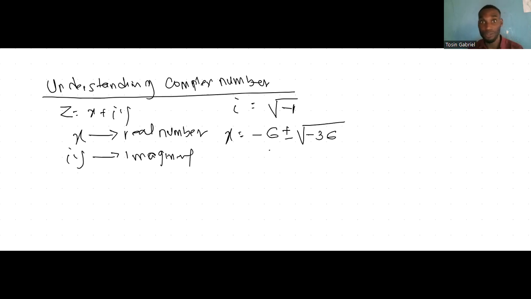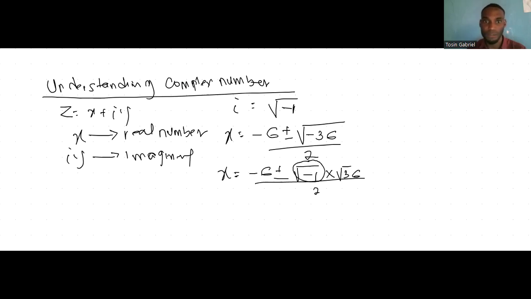If you use your calculator, it is literally impossible to solve this. But you can simplify it by saying x is equal to -6 plus or minus, then you can split it. You can say the square root of -1 multiplied by the square root of 36, then divided by 2. Now you see this square root of -1. That is how complex numbers actually came into place.